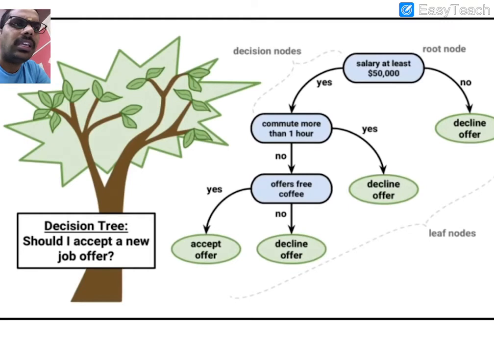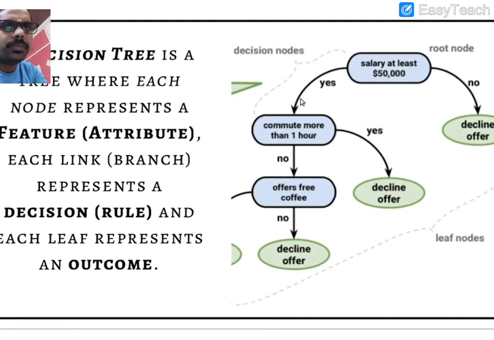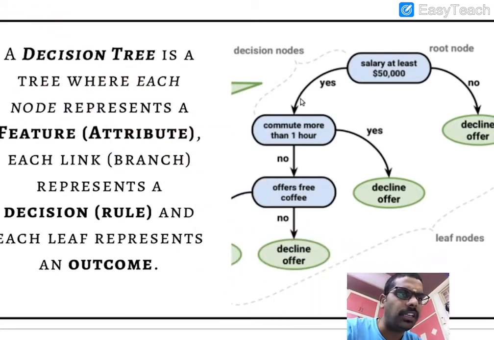The decision tree can be constructed based on the test condition which is evaluated on each particular node. So a decision tree is a tree where each node represents a feature or attribute, each link represents a decision, and each leaf represents an outcome. So each node represents a feature, that is a particular attribute, each link represents a decision, that is a rule we are going to get, and finally each leaf represents an outcome. So this is about the decision tree. Clear?